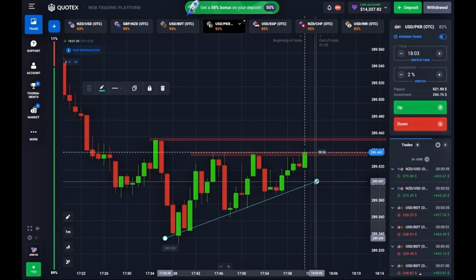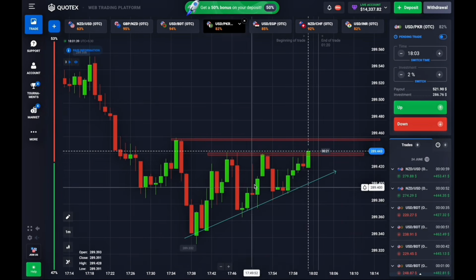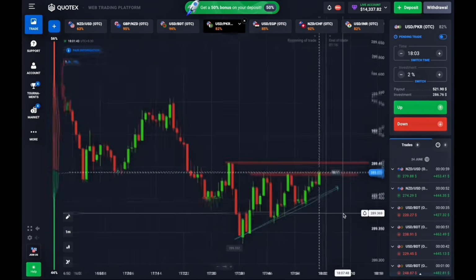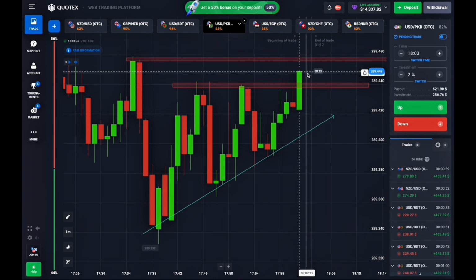Alright traders, I've selected a currency pair where the price is forming an ascending triangular pattern, and it appears that the next candle is likely to break above the resistance zone. However, I'm not going to take an immediate call entry. Instead, I will wait for my marginal safety entry.